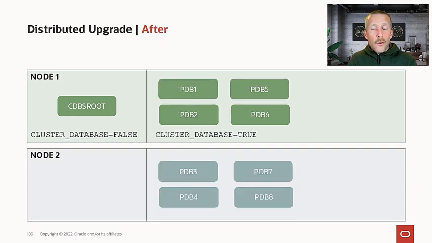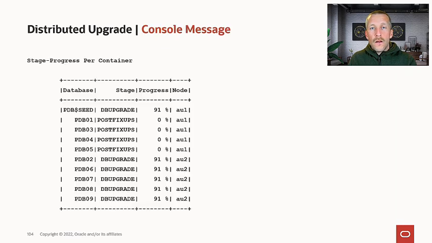So this is what you can do now with distributed upgrade. First, we still upgrade CDB$ROOT, and we do that with cluster database set to false. Then auto upgrade will restart the container database and set cluster database to true, spawn itself on all the nodes in your cluster to process all the PDBs in batches in parallel using all the nodes in the RAC cluster. When you use the auto upgrade console to monitor the progress of your upgrade, with distributed upgrades, there's now an additional column called node, where you can see on which node in the RAC cluster this specific PDB or this specific operation is actually running.